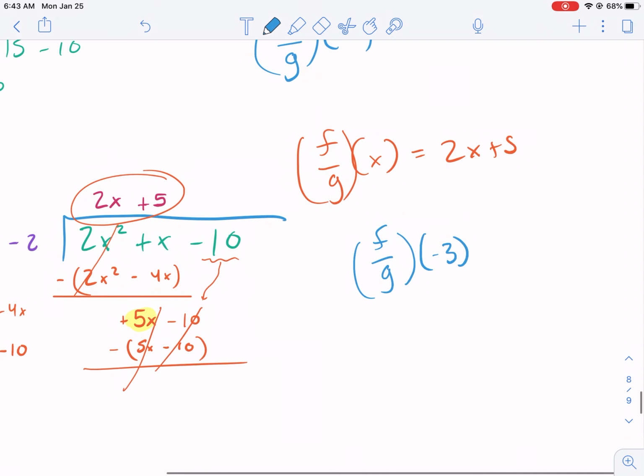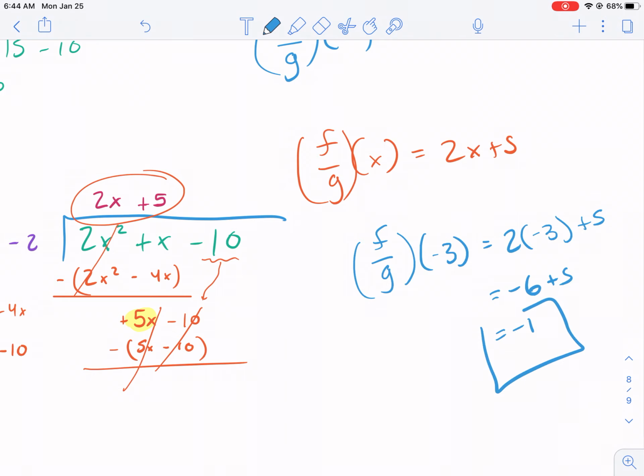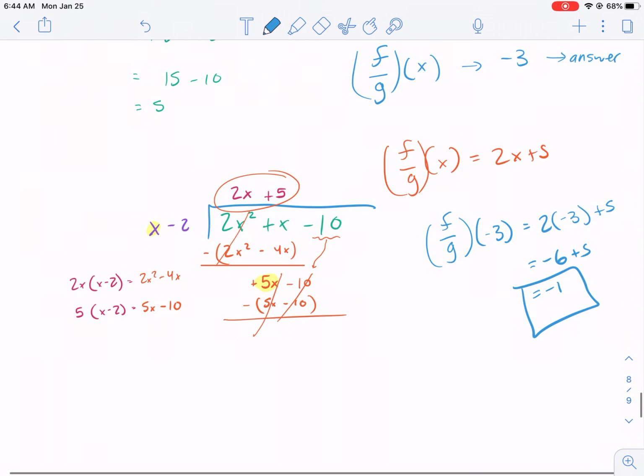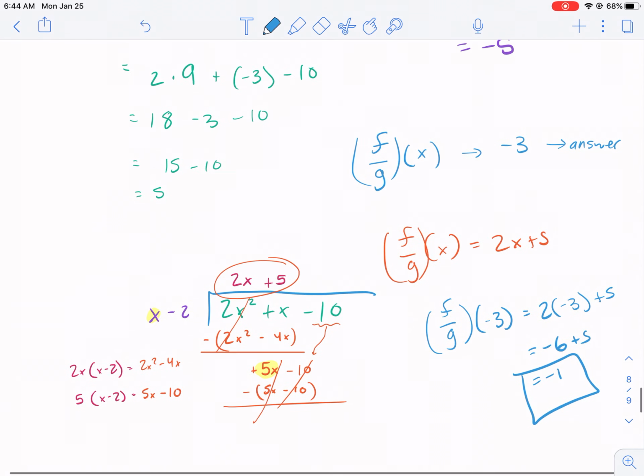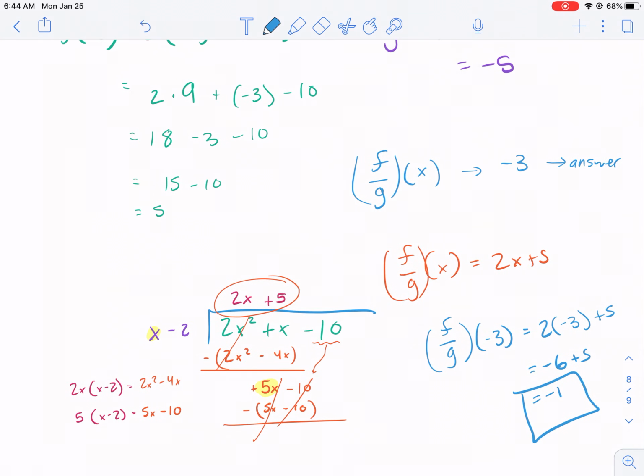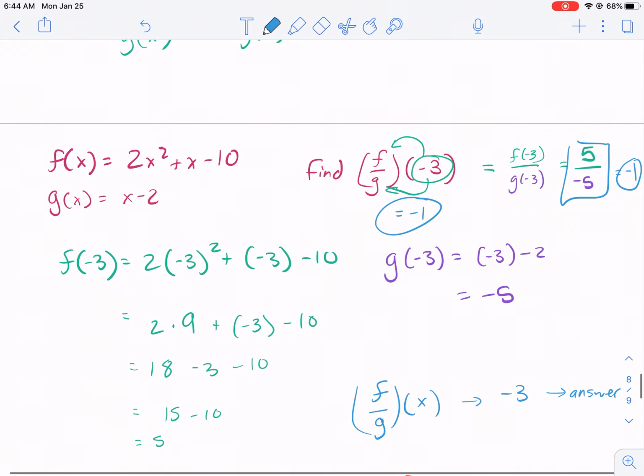Now I'm just going to replace anywhere I see an x with a negative 3. So I have 2 times negative 3 plus 5. That equals negative 6 plus 5. Lo and behold, I get the same thing. Now you're probably thinking, wow, that was way harder doing it the way you did. But it's a good way to review polynomials and dividing by them. So we got the same thing, 2 different ways to do it.